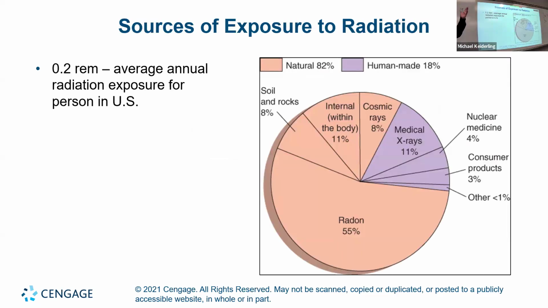So these are the average annual radiation exposures for a person in the US. The most common source is radon coming out of the ground. Then we have other radiation from soil and rocks, internal radiation within your body, cosmic rays, and then these are human-made. Things like medical x-rays, nuclear medicine, various consumer products, and then another 1% or so.